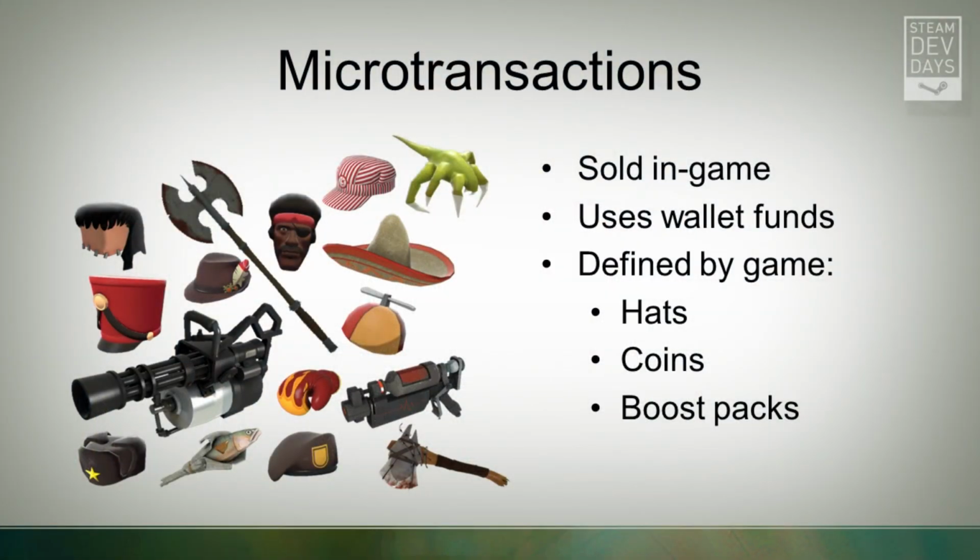In addition to downloadable content, we also have microtransactions. The difference is that microtransactions are sold in a store that resides in your game, whereas downloadable content is sold through the Steam store. Microtransactions are also content that is defined by the game and can really be anything. You could have it for hats, you can have it for coins, you could have it for experience boosts, or other time-limited types of features.